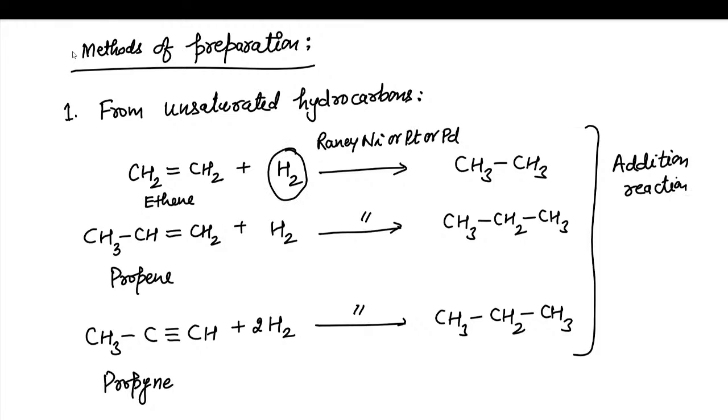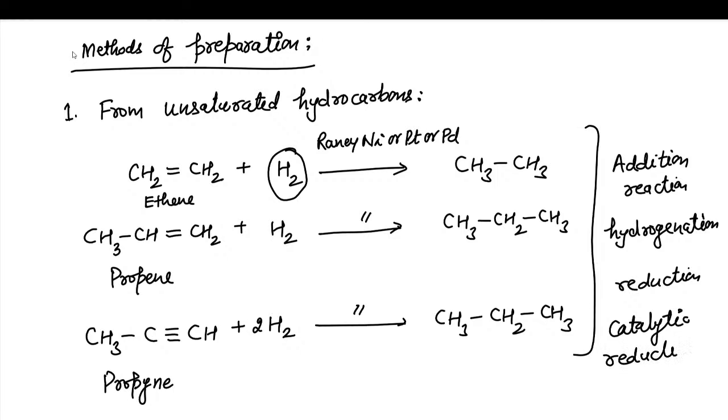The process of addition of hydrogen is called hydrogenation. And hydrogen addition means reduction. So this is also called reduction, and this reduction is taking place in the presence of a catalyst. So it is also called catalytic hydrogenation or catalytic reduction.